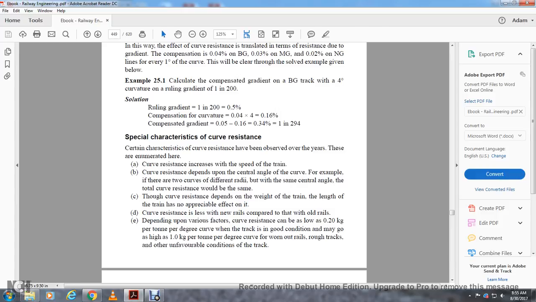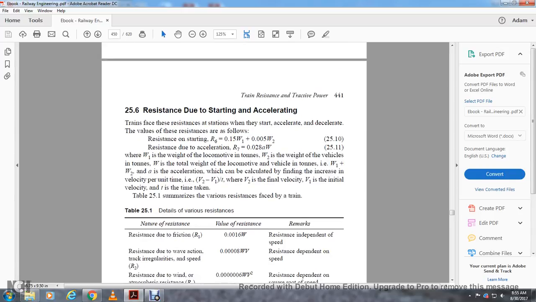The curve resistance is less on new rails compared with old rails. Depending upon various factors, the curve resistance can be as low as 2/10 of a kilogram per ton per degree of curve. Track in good condition may go to 1 kilogram per ton per degree of curve for worn out rails, rough tracks, and other unfavorable conditions of the track.